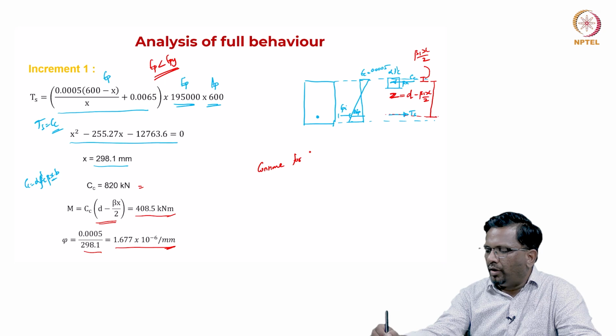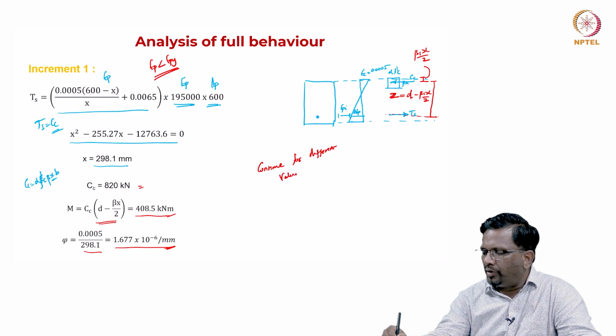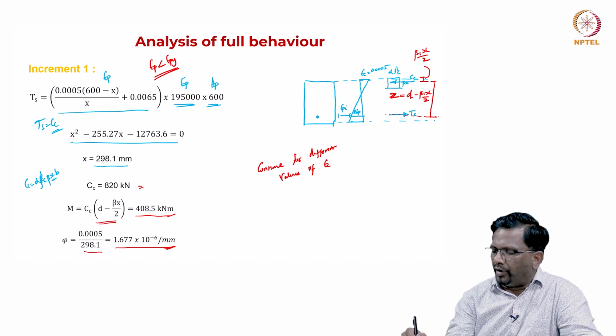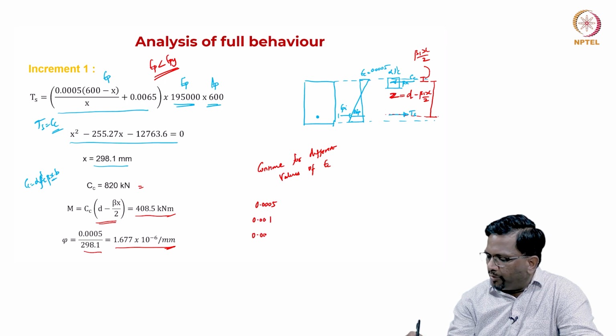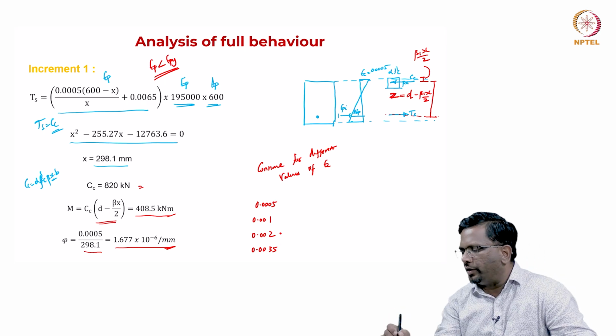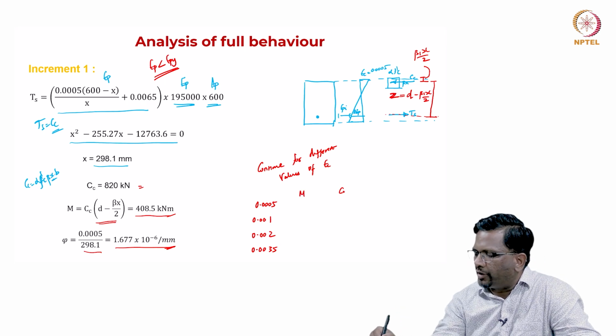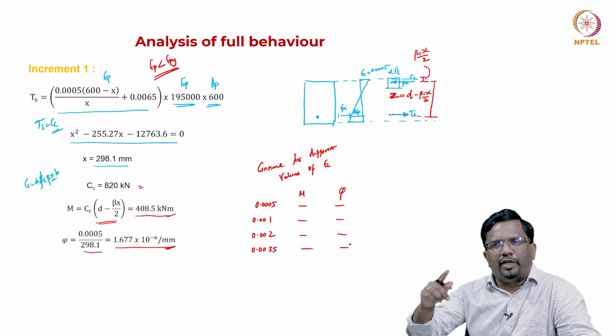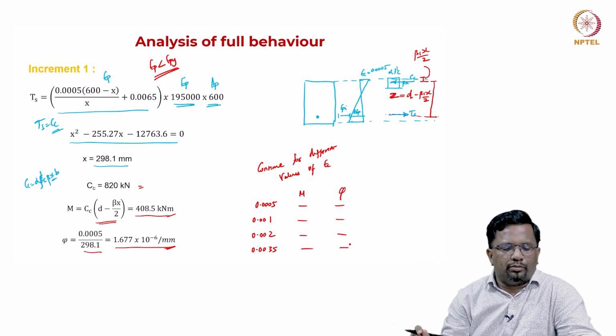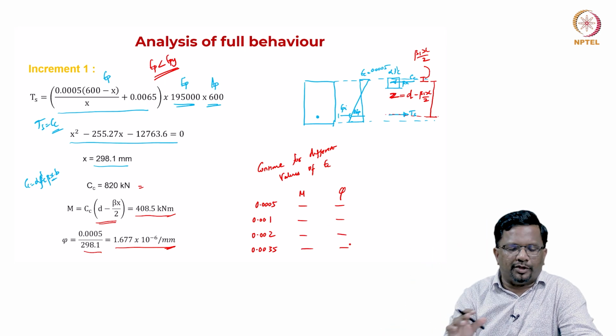So, that is what we have done, and like this you can continue for different values of epsilon c. Now, what we have taken 0.0005, then I take 0.001, I take 0.002, then I take 0.0035, and I get different values of moment and curvature. So, in this way I can generate the entire moment curvature curve. That has been already done.